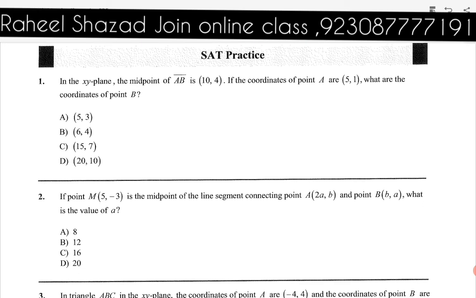Here you go, question number 1. Now that's pretty easy. Again, I would say please pause my video and try to solve it yourself and then play. In the xy plane, the midpoint of AB.